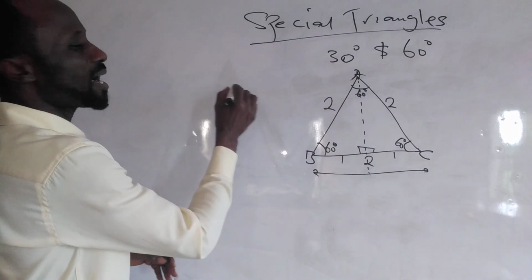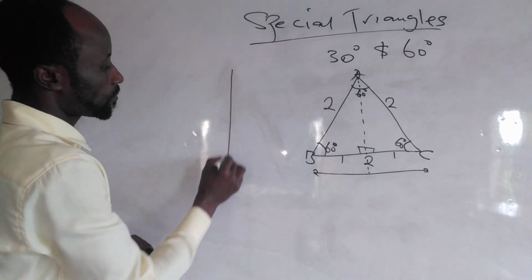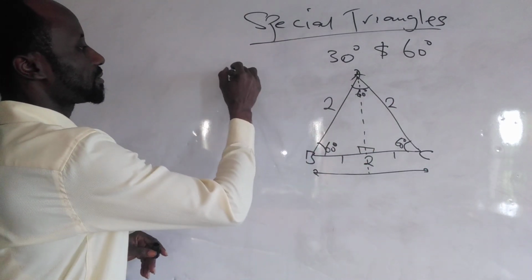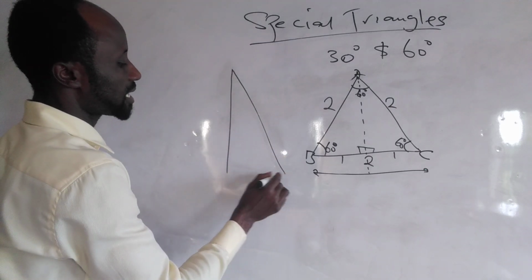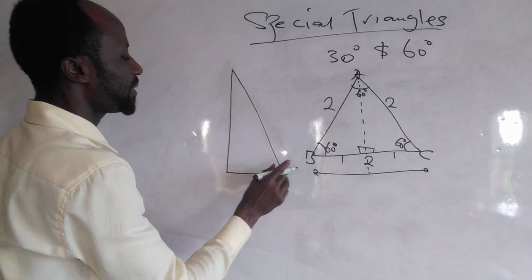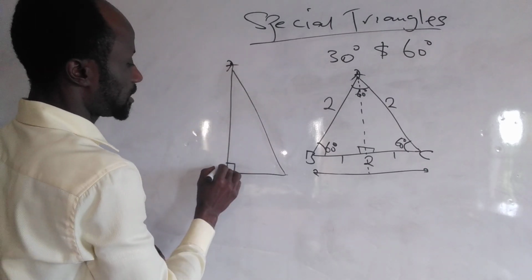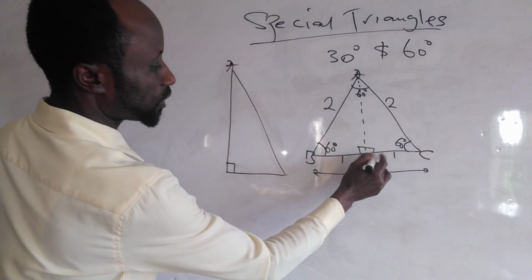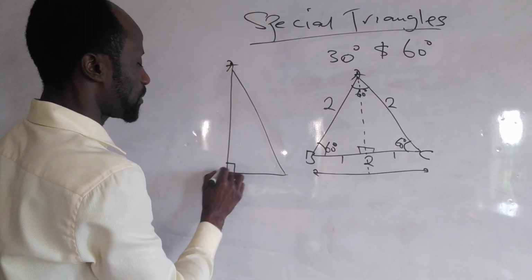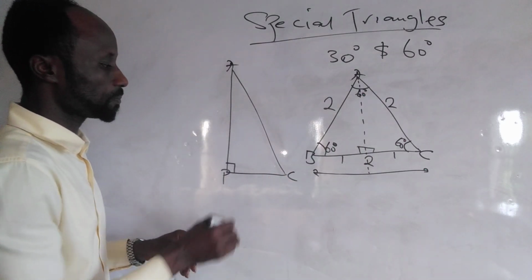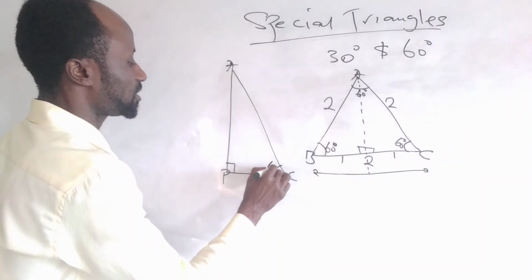Now let me bring out this other side of the right angle triangle. I bring it out. I call this point P. So let me put P there, and C, then I maintain my 60 degrees.